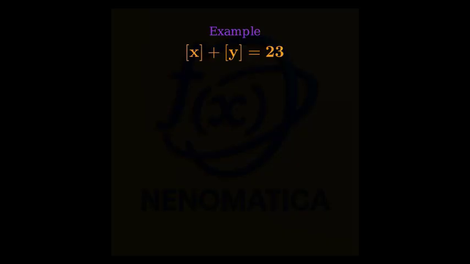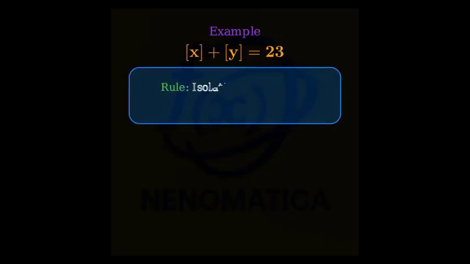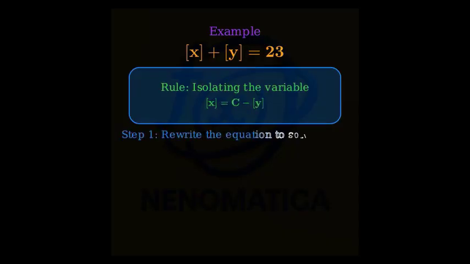Now step 1, rewrite the equation to solve for [x]. We will apply the isolating the variable rule. Show the step title. Then show the rewrite from [x] + [y] = 23 to [x] = 23 minus [y].